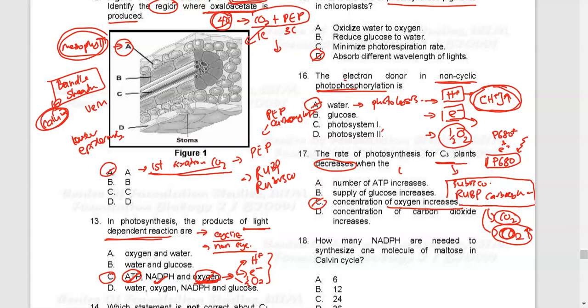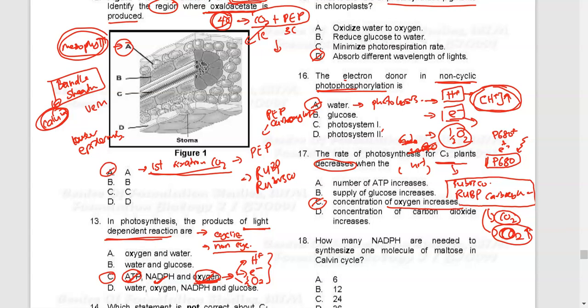So when do the stomata close? It is when the temperature of the surroundings is hot. This is to conserve water within the plant during hot weather. But the side effect is that when the stomata close, the concentration of oxygen increases in the leaf, because oxygen is the byproduct of the light-dependent reaction.